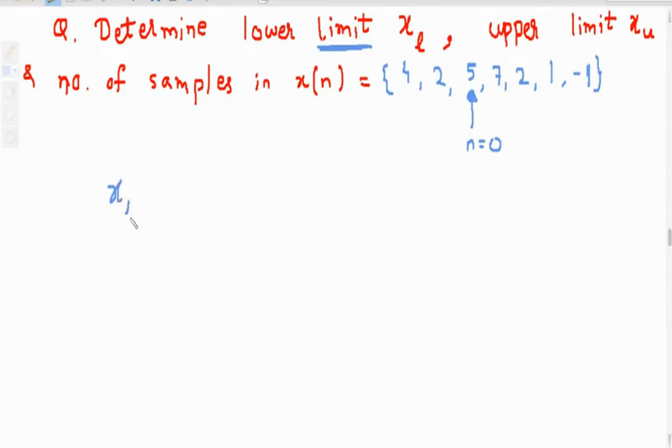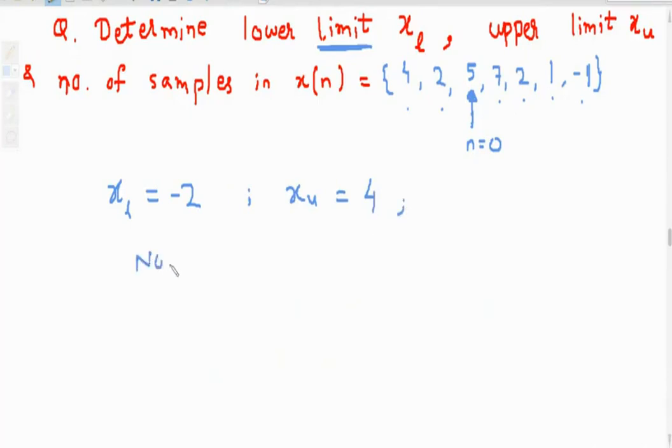That means xl. So for the lower limit, this is n equal to 0, n equal to 1, minus 1, n equal to minus 2. So the lower limit is minus 2. Then the upper limit xu: the arrow means n equal to 0, then n equal to 1, n equal to 2, n equal to 3, n equal to 4. So the upper limit is 4.